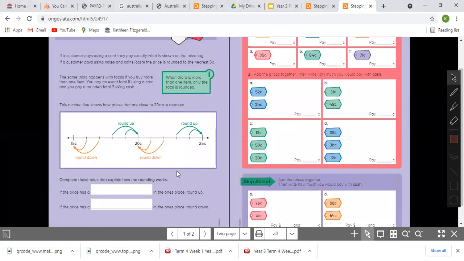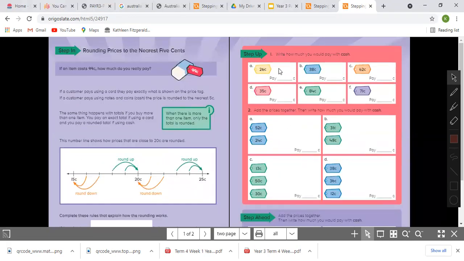Okay, looking at our work for today, we have got our textbook with that diagram there showing you how to do that rounding. So come back to that if you need to. Okay, now first of all, you're going to round these single pieces off. So if you're paying cash and you're only buying one thing, how much would you pay? So you need to round that down or round it up.